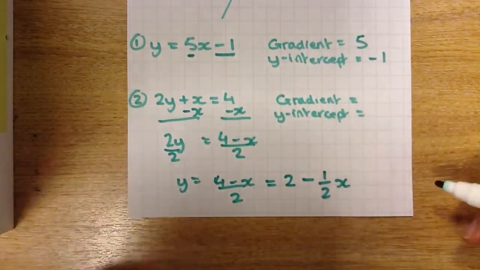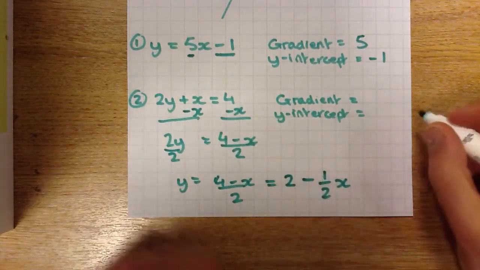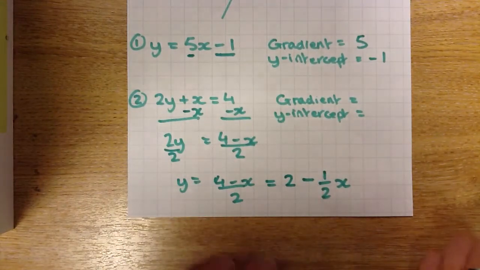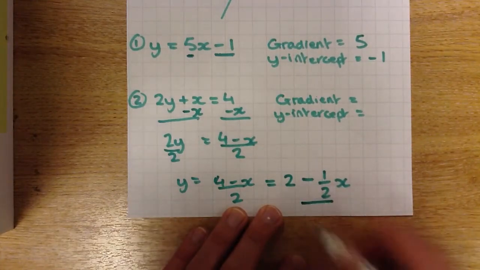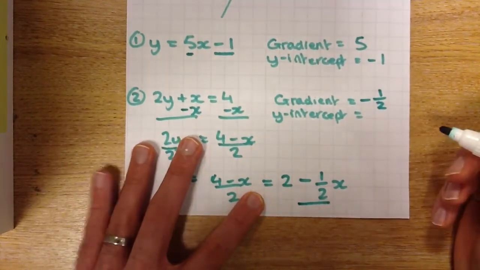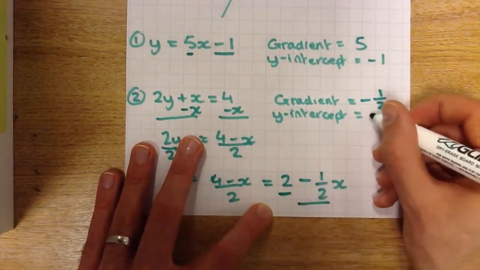So in this case, this is a much more challenging question here, my gradient, remember, look for the coefficient of x, the number in front of the x. In that case, that's minus half. So my gradient is minus a half, and my y-intercept is 2.